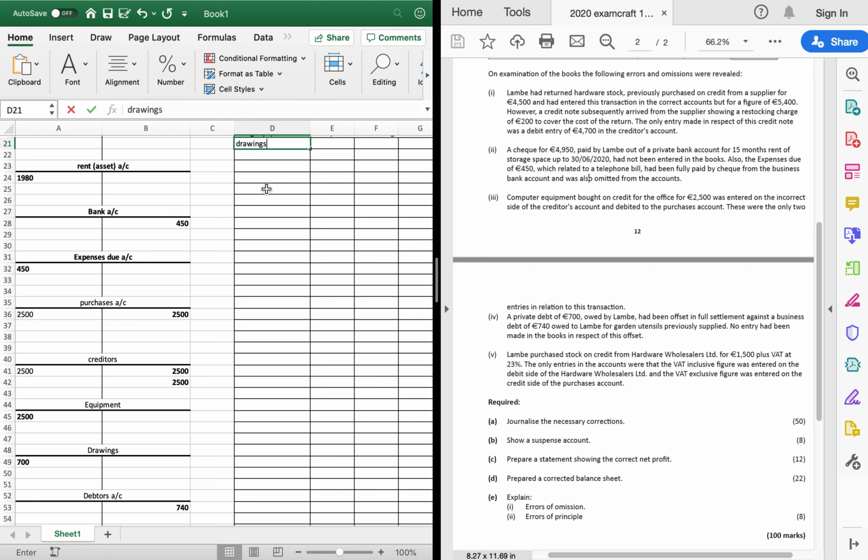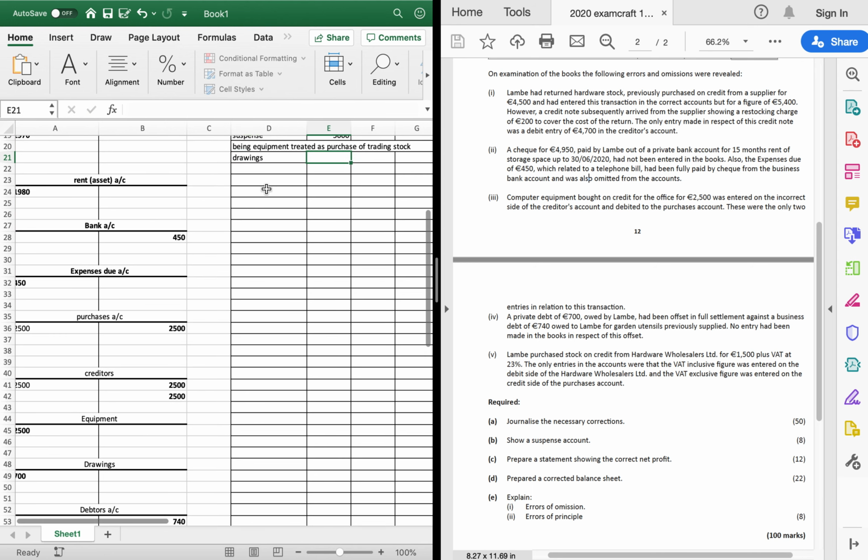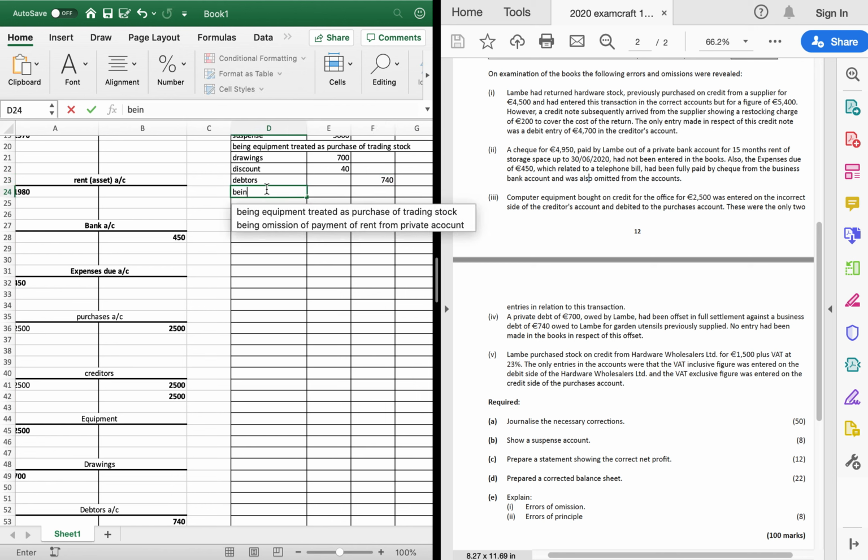So we've got drawings of 700, discount of 40, both in the debit, and then debtors of 740. So being offset of business debt against private debt omitted from the books.